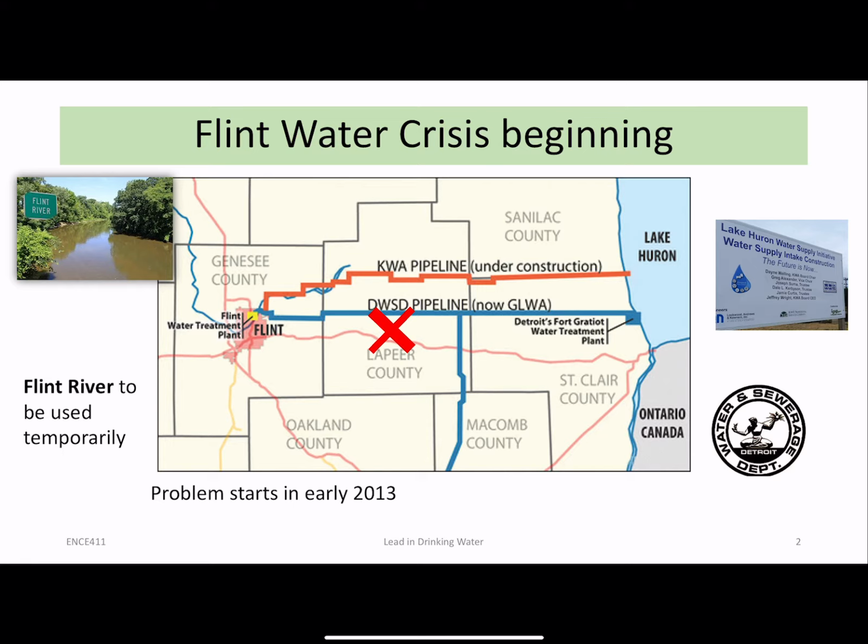Generally speaking, they were initially getting water from the lakes, provided by Detroit. They switched over to the Flint River. In the process, due to the different treatment needed for the Flint River, they ended up creating a compound issue involving erosion and release into the water.